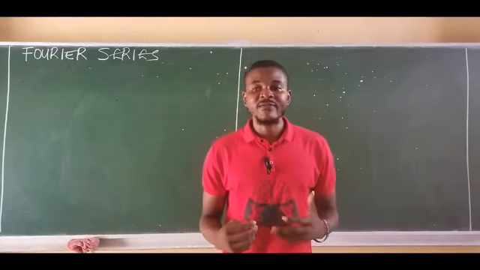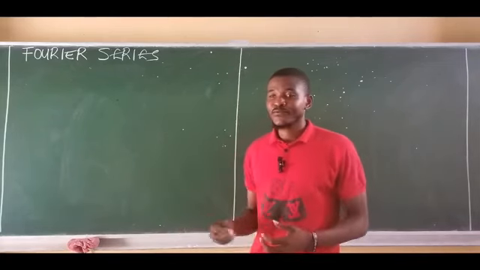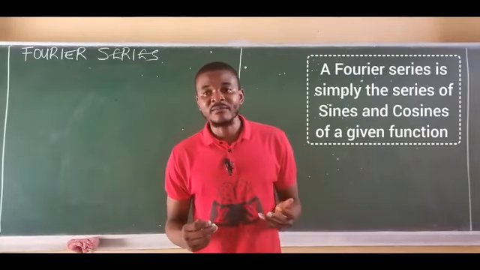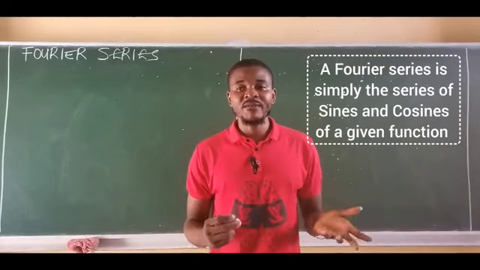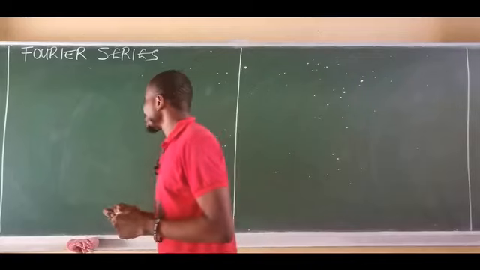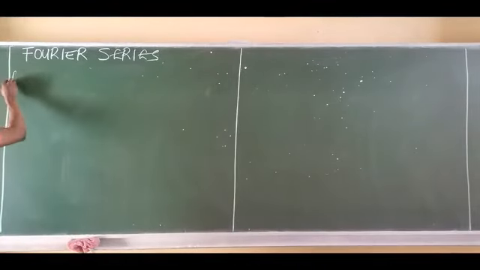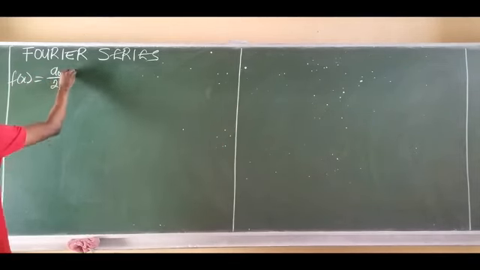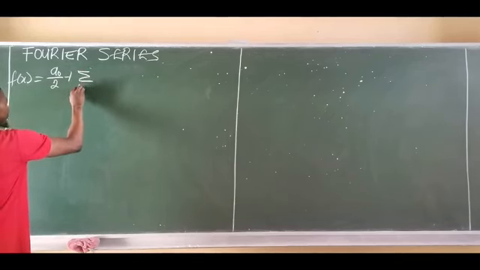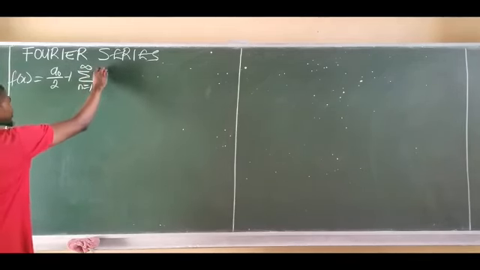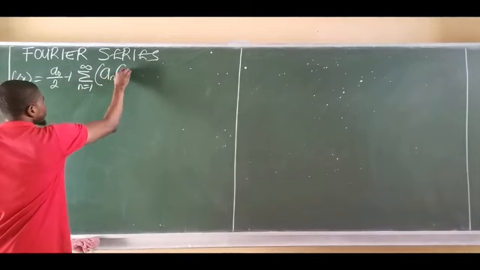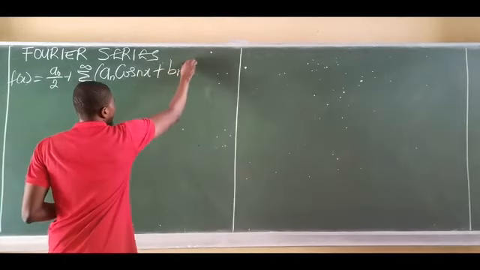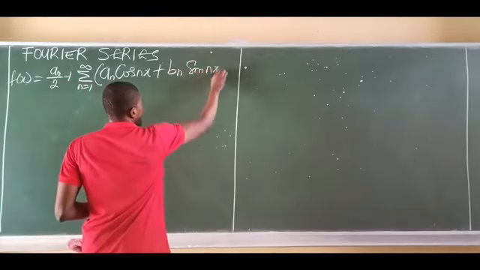Alright, so today we'll begin the very first series on the Fourier series. Now, what is a Fourier series? A Fourier series is simply the series of sines and cosines of a given function, usually represented mathematically as f(x) = a₀/2 + summation from n = 1 to infinity of (aₙ cos nx + bₙ sin nx).